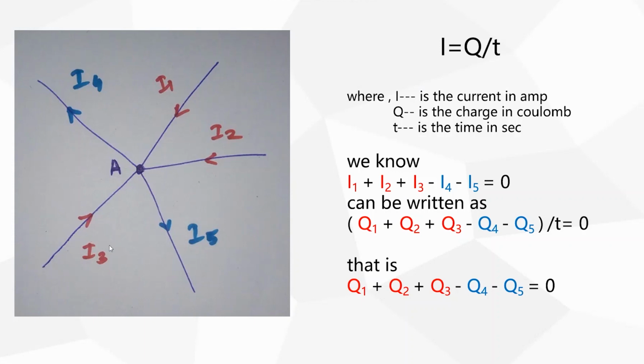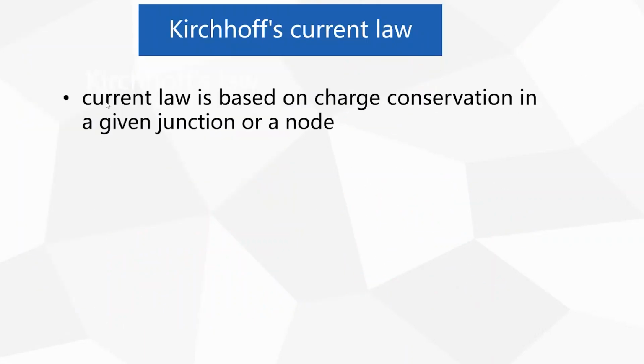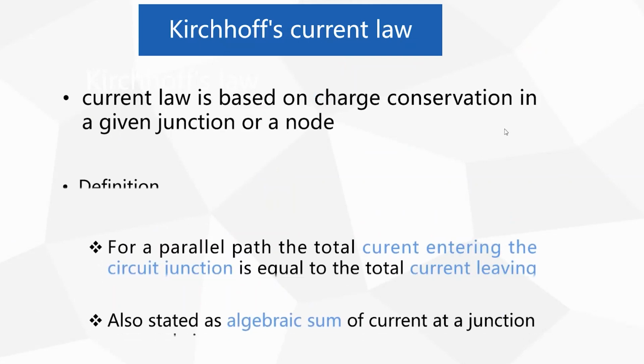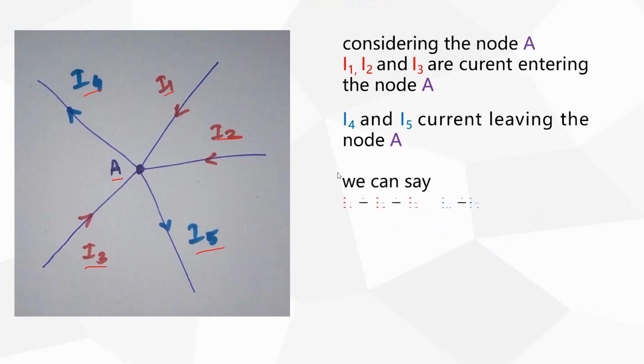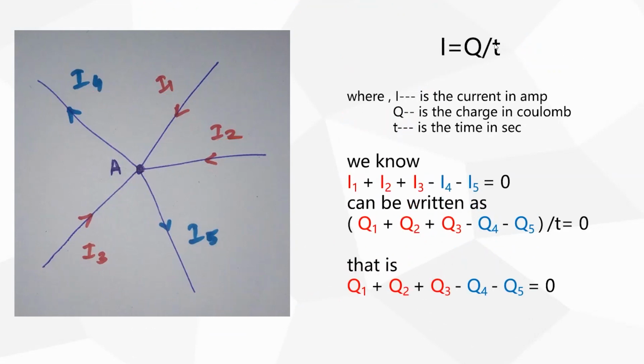Now we were talking about conservation of charges in the previous slide. The current law is based on charge conservation. So here I'm going to explain how it is. We all know that I is equal to Q by T, where I is the current in ampere, Q is charge in coulomb, and T is time in second. We all know that. And I1 plus I2 plus I3 minus I4 minus I5 equals 0.